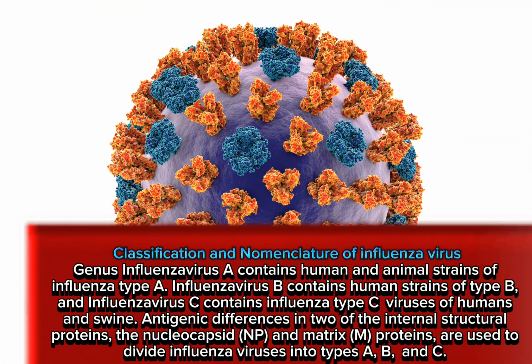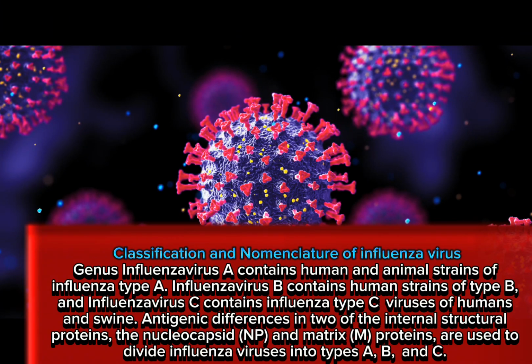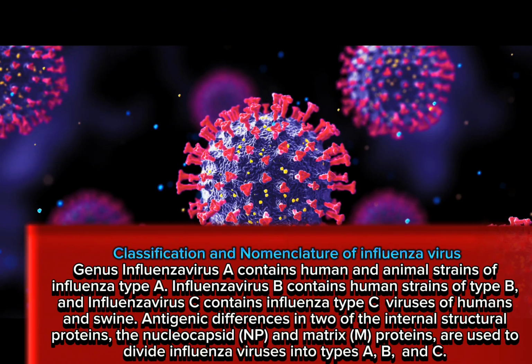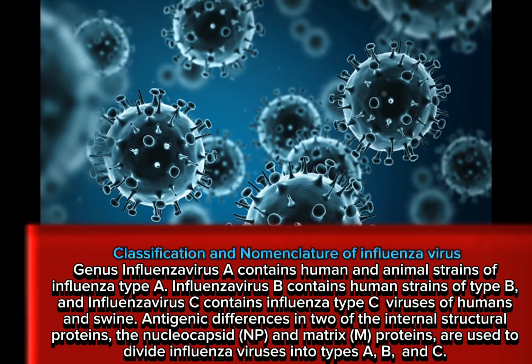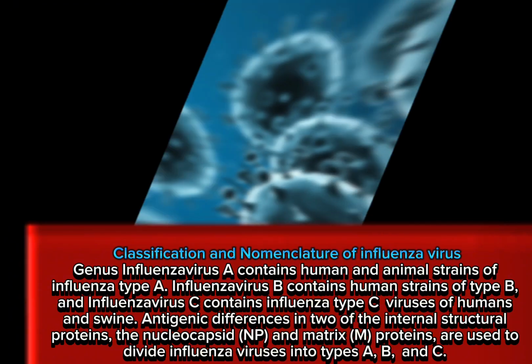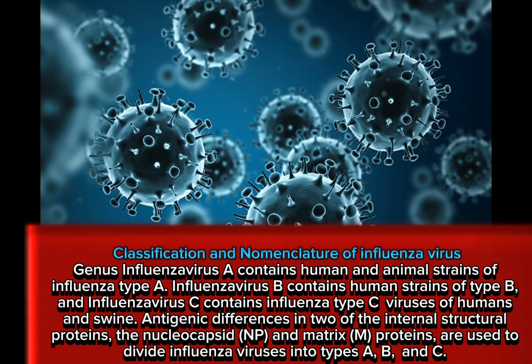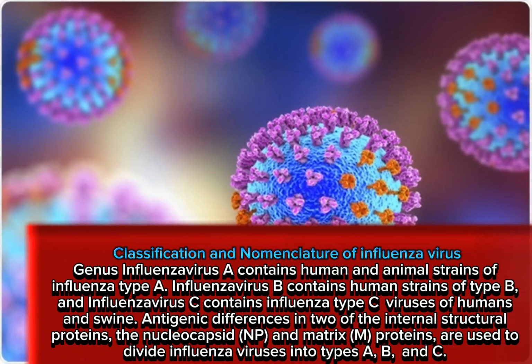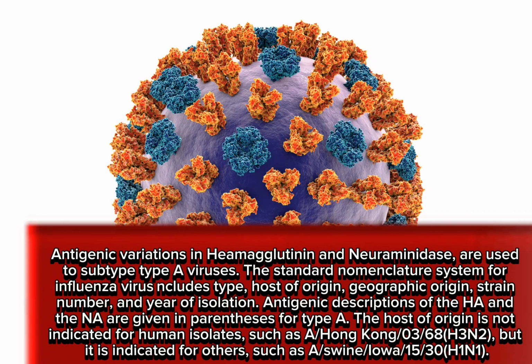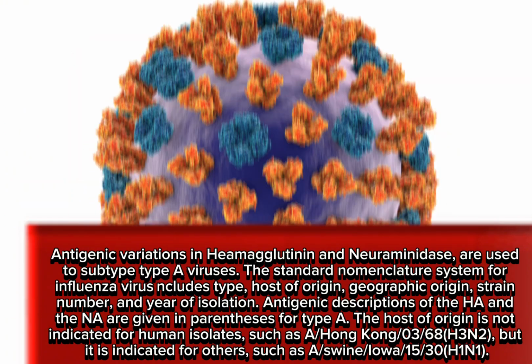Classification and nomenclature of influenza virus. Genus Influenza virus A contains human and animal strains of influenza type A. Influenza virus B contains human strains of type B. And influenza virus C contains influenza type C viruses of humans and swine. Antigenic differences in 2 of the internal structural proteins, the nucleoprotein NP and matrix M proteins, are used to divide influenza viruses into types A, B, and C. Antigenic variations in hemagglutinin and neuraminidase are used to subtype type A viruses.